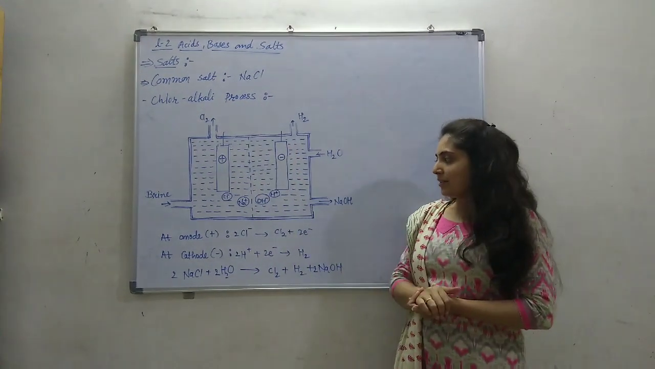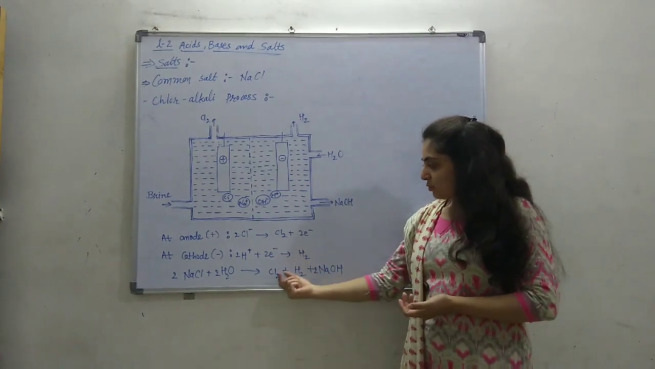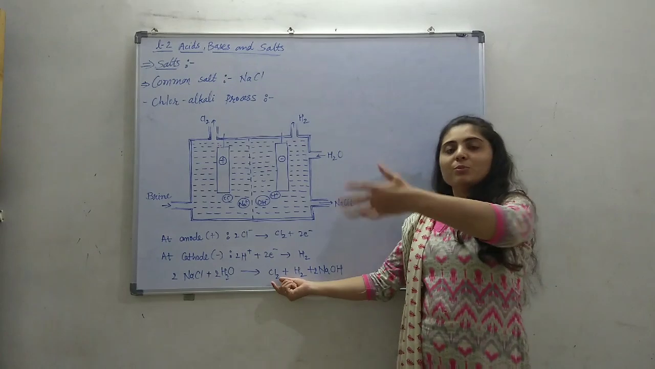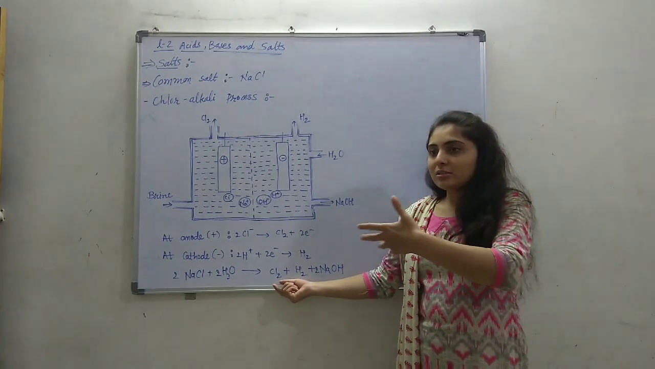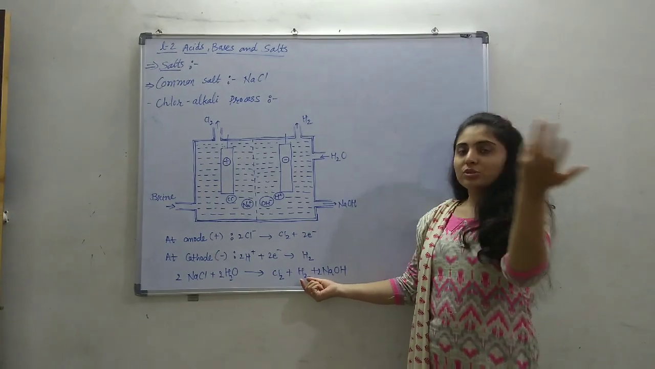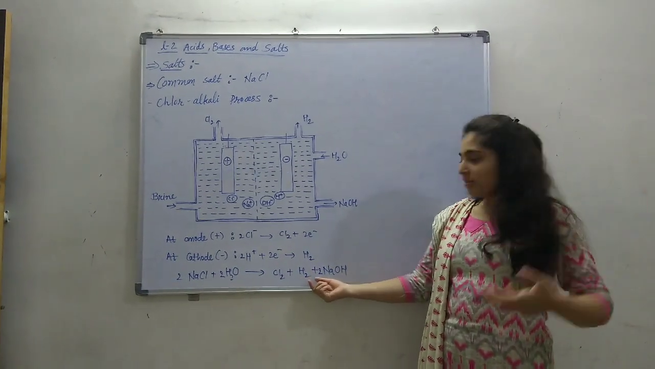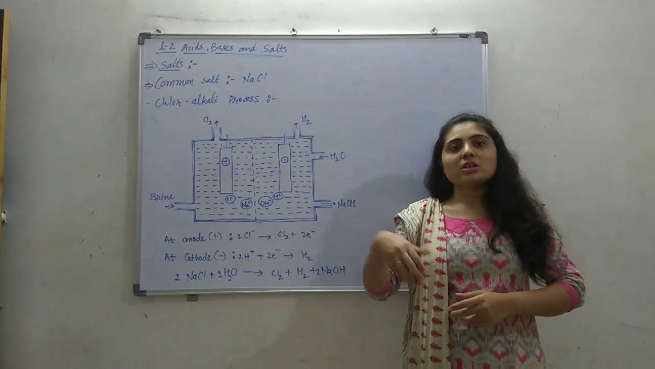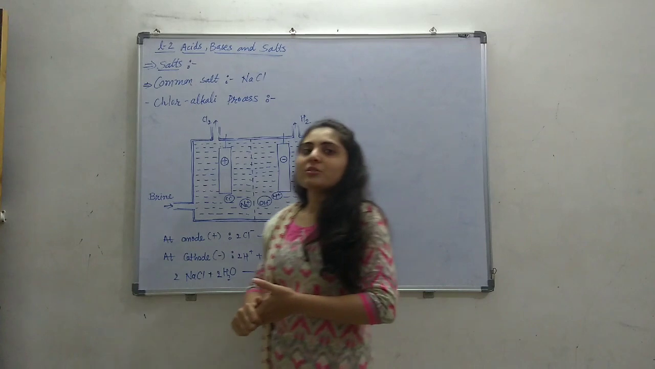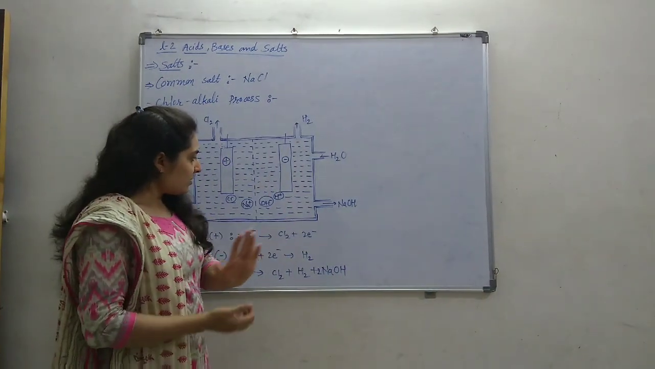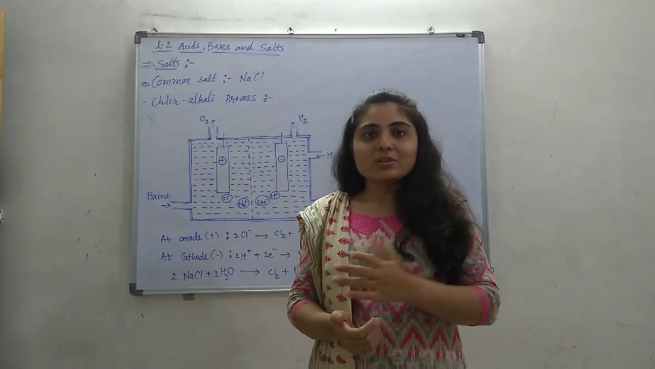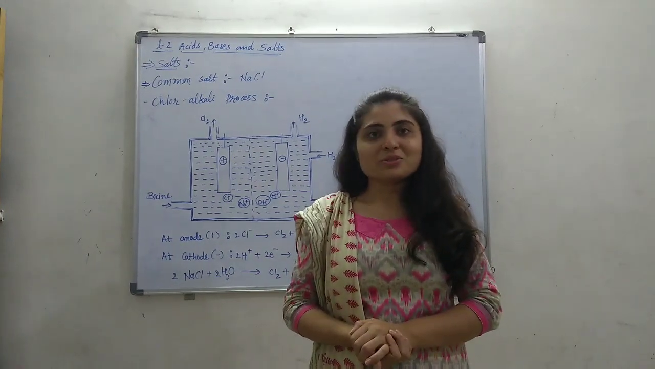This is the simple mechanism, and the result: chlorine gas is collected on the upper side and used in various applications, hydrogen gas is also used in different activities, and NaOH is used as a base in different works. So this was the simple mechanism of the chlor-alkali process. Read it, and if you have any doubt, you can ask me. Thank you.